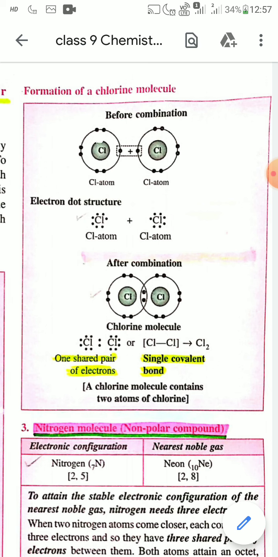After combination, both chlorine atoms share one electron to form one pair of electrons, and this pair of electrons is then mutually shared by both the chlorine atoms, forming one single covalent bond between them in the chlorine molecule. So in the chlorine molecule, you can see one single covalent bond is present between both the chlorine atoms, and it is represented by Cl single bond Cl.